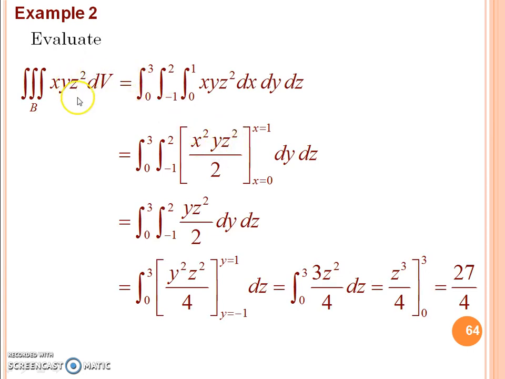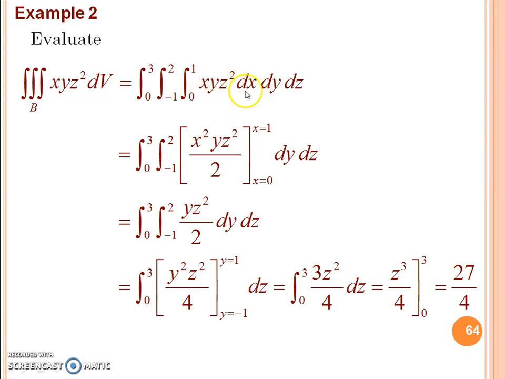Similarly, here is the second example: the limits are 0 to 3, minus 1 to 2, and 0 to 1, and the function is x, y, z square. Here, all three limits are constant. We have to decide which limit is for x, y, and z. In the last lecture, we already saw the same type of example in two dimensions, in double integration. Here, how do we decide these limits?